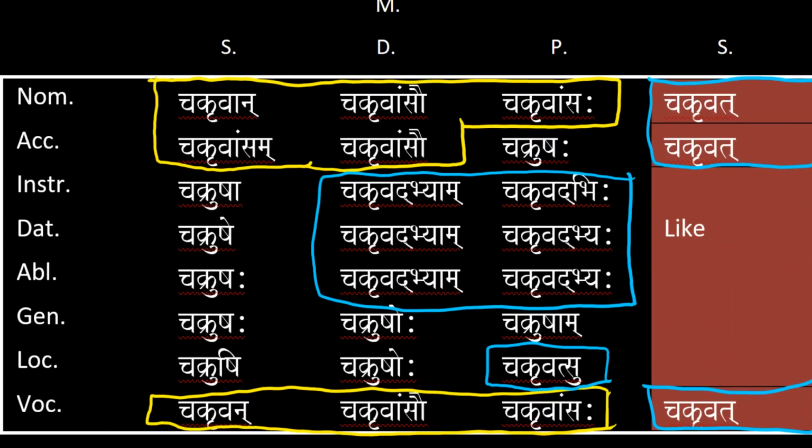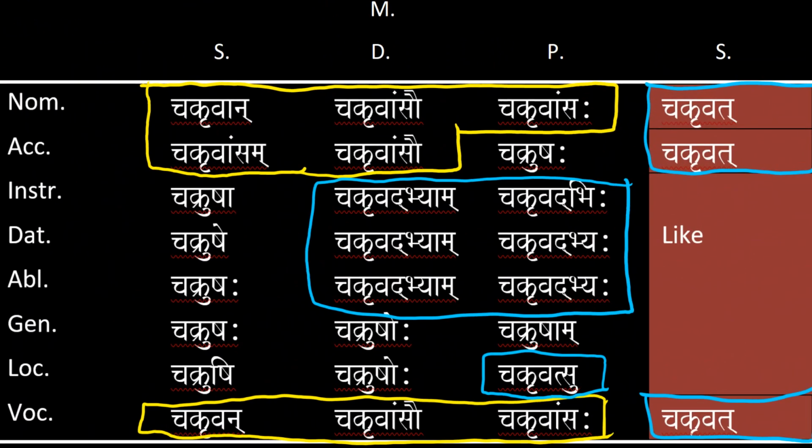So now for the masculine declension. For nominative, singular, dual, and plural, we're starting with the strong stems. We have chakrivan, chakrivanso, and chakrivansaha. For accusative, singular, and dual, we're in the strong stem. Now we have chakrivansam and chakrivanso. But then we move into the weak stem for accusative plural. We have chakrushaha.